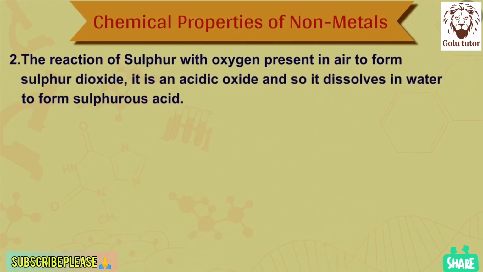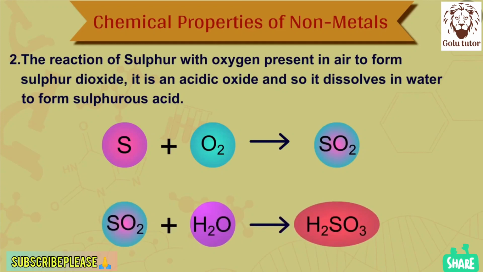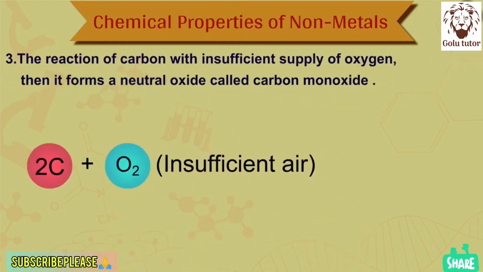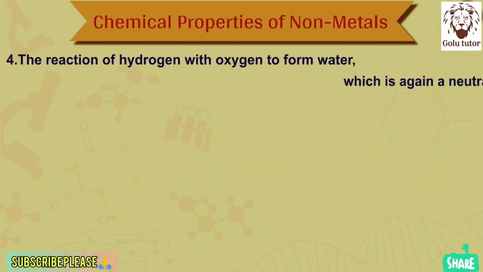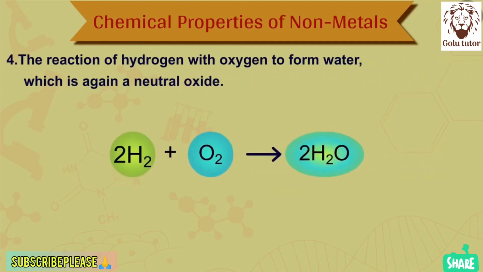2. The reaction of sulfur with oxygen present in air to form sulfur dioxide. It is an acidic oxide, and so it dissolves in water to form sulfurous acid. 3. The reaction of carbon with insufficient supply of oxygen. Then it forms a neutral oxide called carbon monoxide. 4. The reaction of hydrogen with oxygen to form water, which is again a neutral oxide. H2 plus O2 results in H2O.